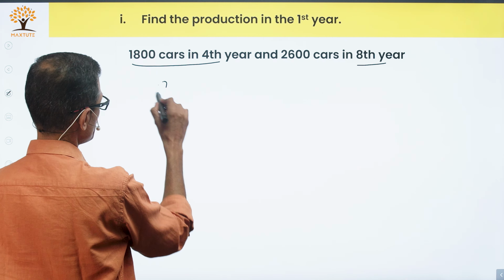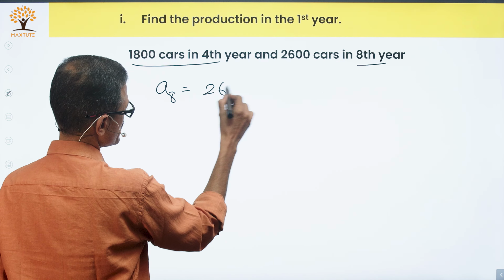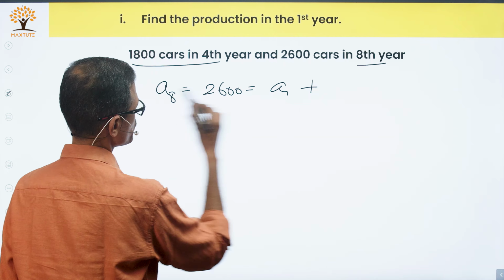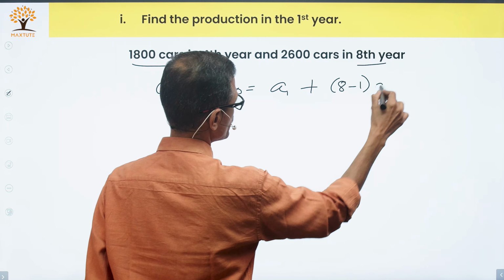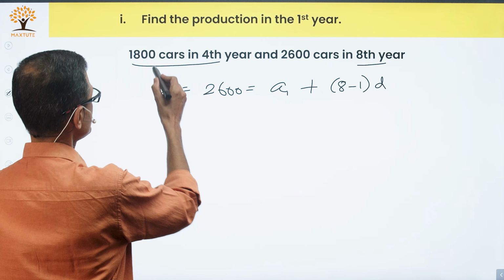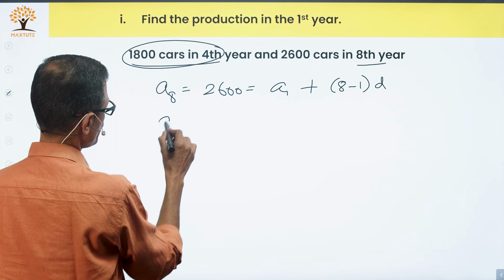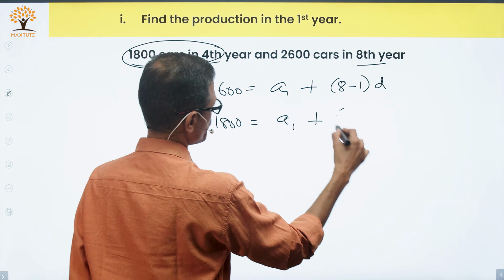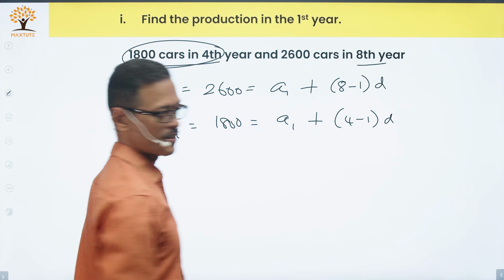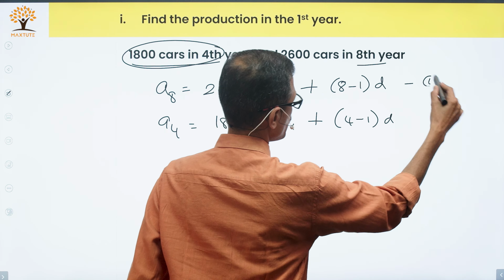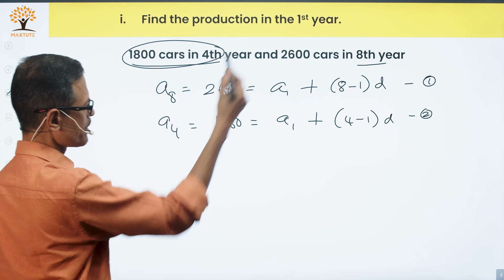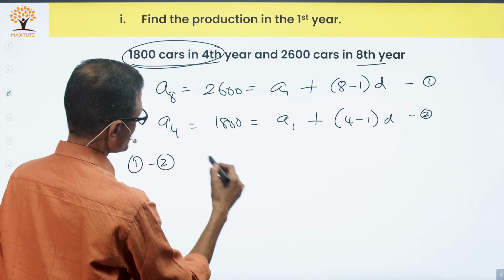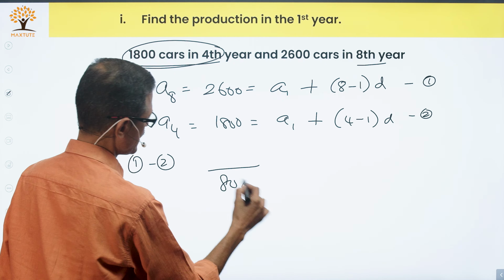So A8, the production in 8th year, which is 2600, will be equal to the production in the first year plus n minus 1, which is 8 minus 1, into the common difference. Let's write the information for this part, which is A4 is equal to 1800, which is the first year production plus 4 minus 1 times the common difference. Call this equation 1, equation 2. Subtract equation 2 from equation 1 after rewriting it. So 2600 minus 1800 is going to leave us with 800.